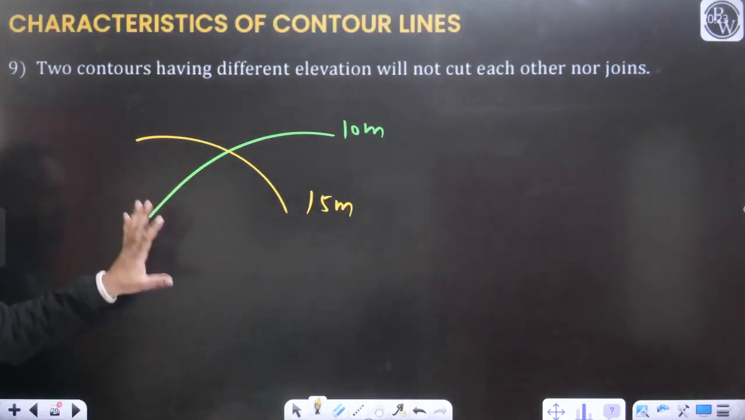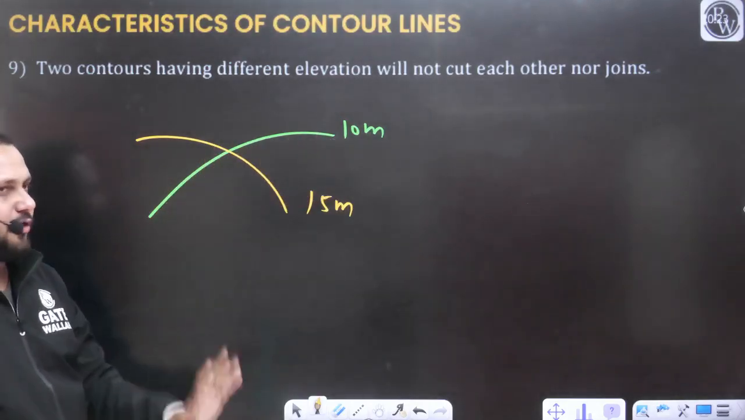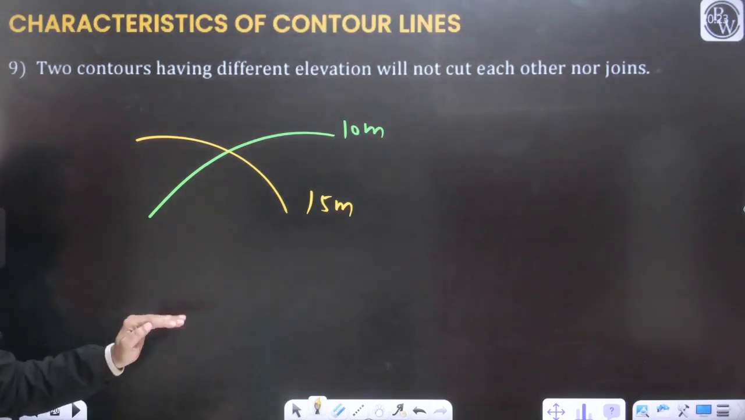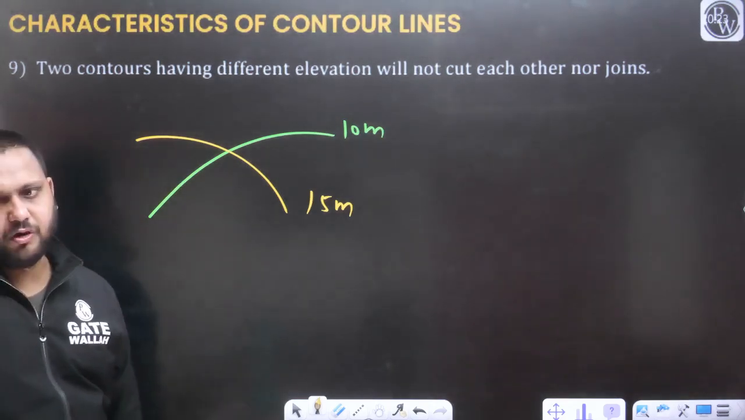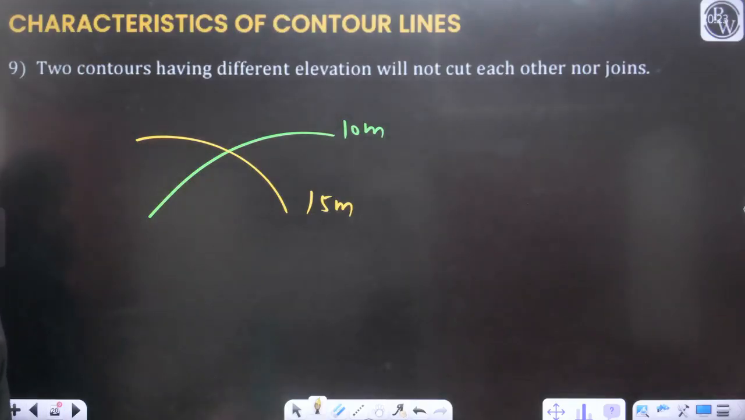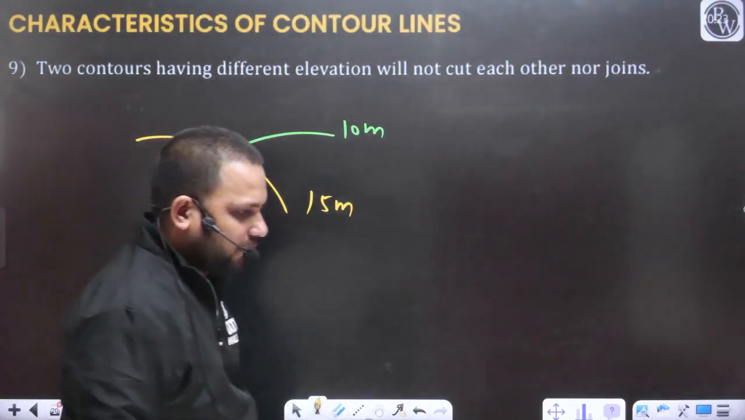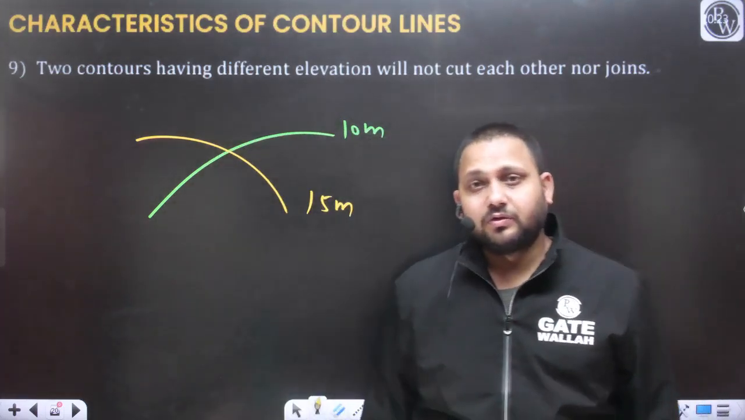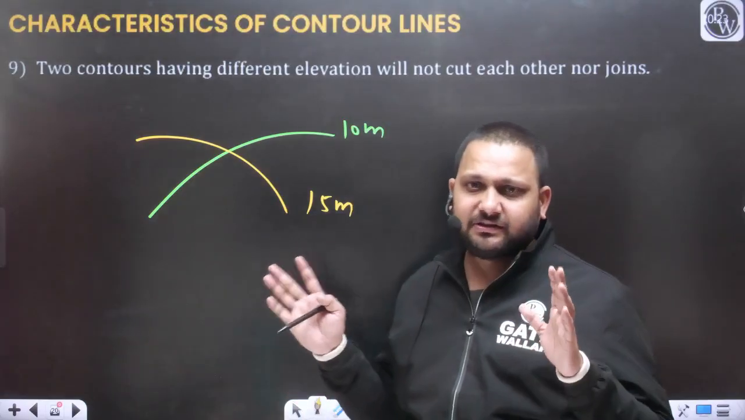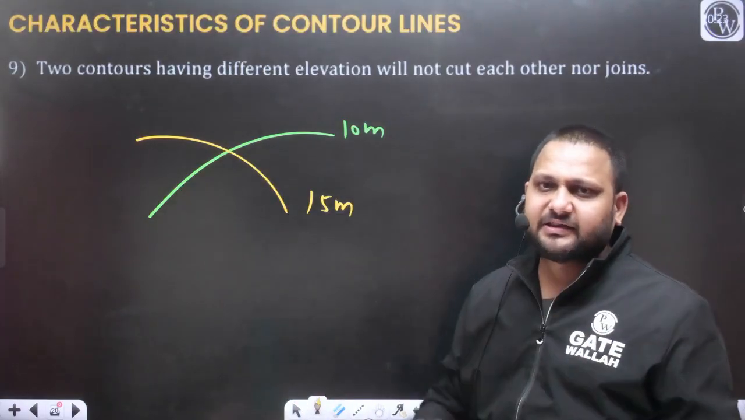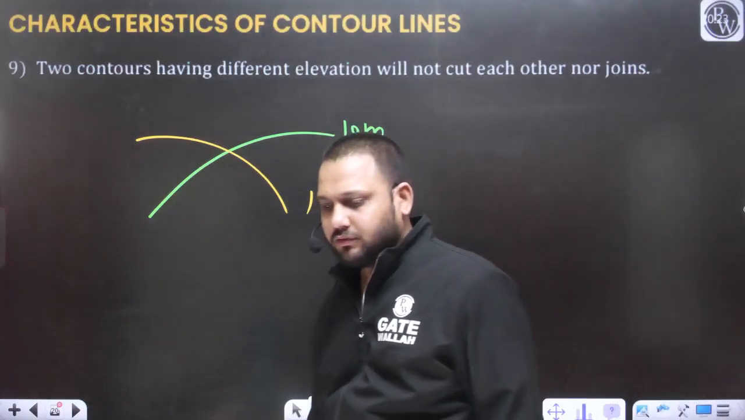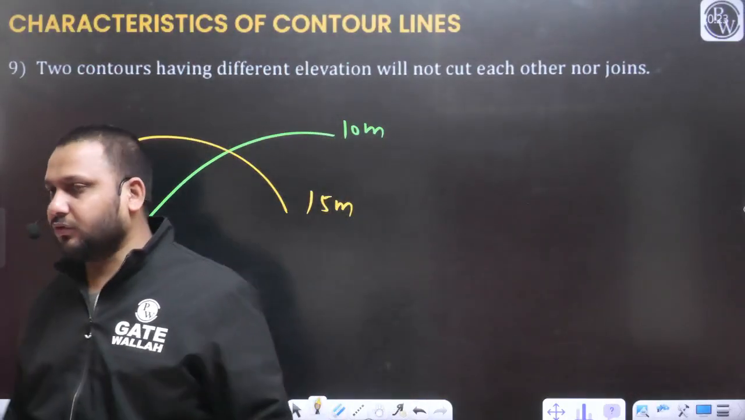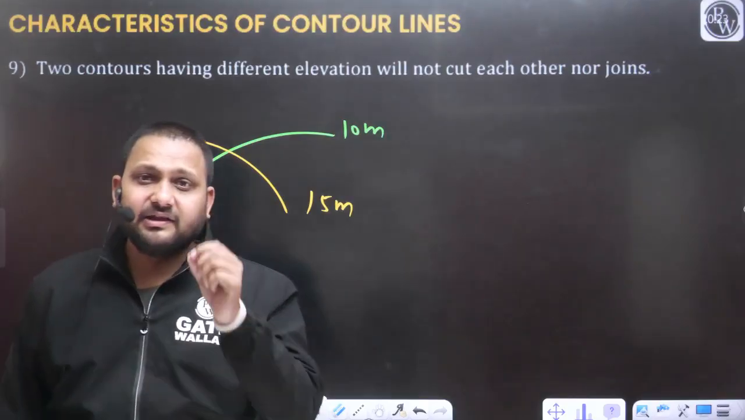From the same reference, I have located a contour of 10 meter. From that same reference, I have located a contour of 15 meter. So, can these two contours intersect? Tell me yes or no. Can these two contours intersect? The answer is going to be no.